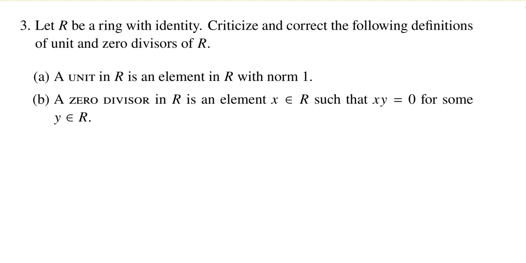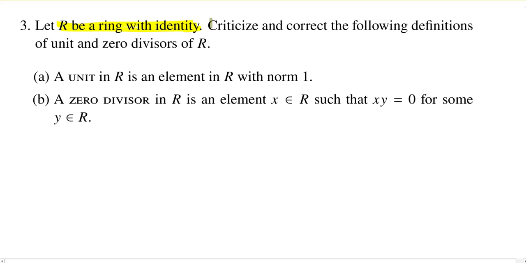In this problem, we're going to be really looking at the definitions for a unit in a ring, and a zero divisor in a ring. So we're assuming here that we have some ring with identity, right? And that's all we know, right? Just some ring with identity.